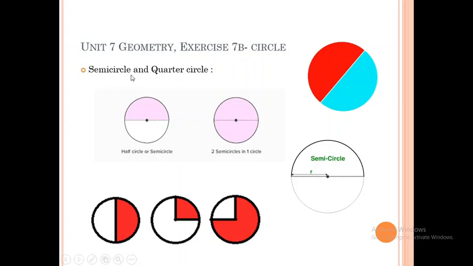This semicircle term is given in the exercise in objective questions also. And remember that a diameter divides a circle into two equal parts. Each one is called a semicircle. The line which divides it into two semicircles, that is a diameter.